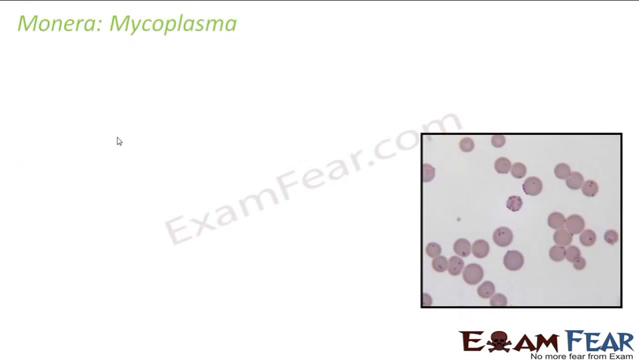Okay, let us take another example of monera. Let us take the example of the bacteria Mycoplasma. So what is this Mycoplasma? Generally, Mycoplasma is a parasitic bacteria. What do I mean by parasitic bacteria? That means this is a heterotrophic bacteria. Heterotrophic means it depends on others for its own food. It cannot prepare its own food.